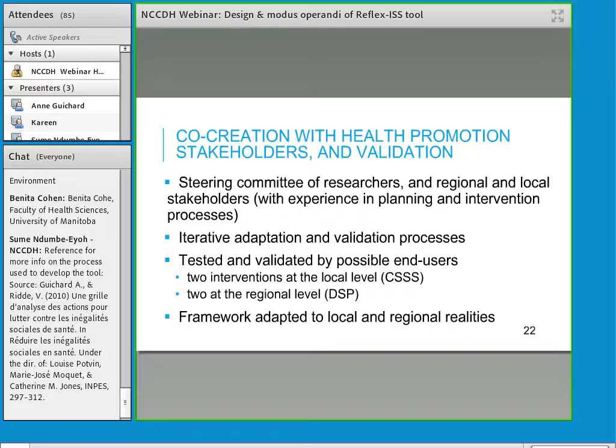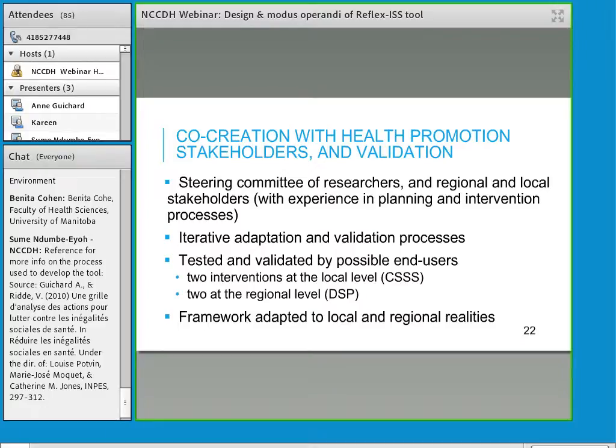Each new draft was submitted to diverse local and regional stakeholders who were asked to provide feedback on a series of elements: wording, content, structure, length of the different sections, and user-friendliness. Once we reached a consensus on a particular version, we tested the tool. We examined 2 interventions at the local level and 2 more at the regional level.